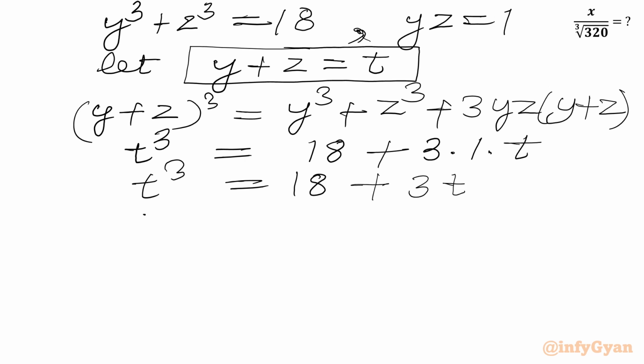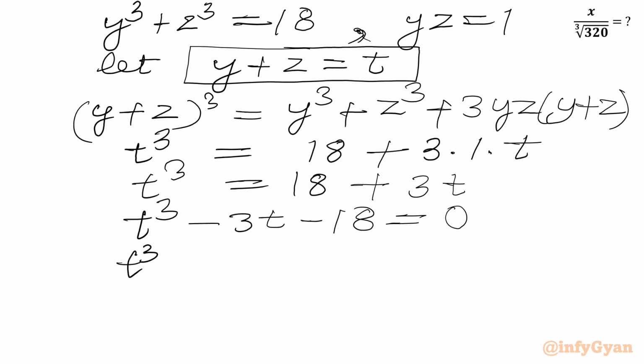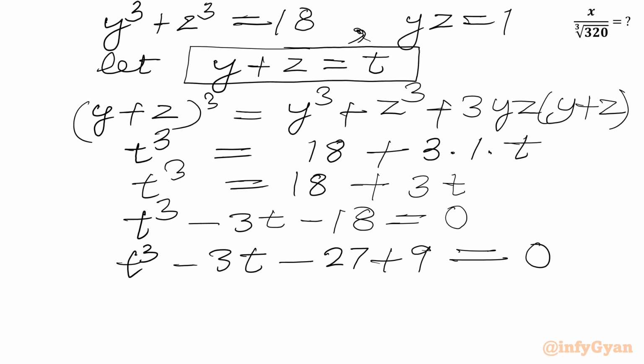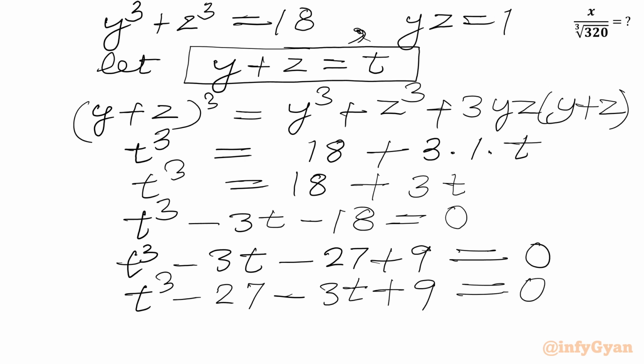Take all the terms to LHS. t cube minus 3t minus 18 equal to 0. The equation is cubic. I will use the method of factorization. So I can write t cube minus 3t minus 18, and we can split minus 18 as minus 27 plus 9, equal to 0. Or we can write t cube minus 27 minus 3t plus 9 equal to 0.